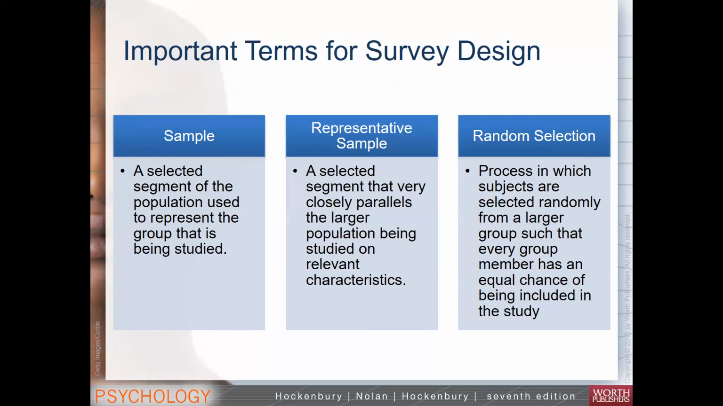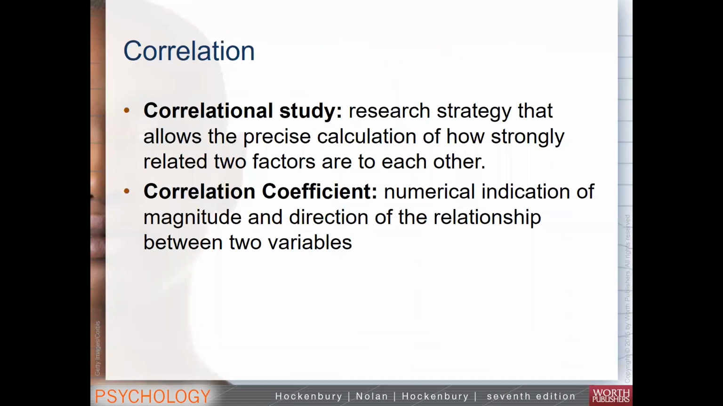And then finally, something very important is random selection. That is, every single person has an equal chance of taking part in the study. This is really important because you don't want to be biased in who you choose to be part of the study. You want those individuals to have an equal opportunity to be in it.